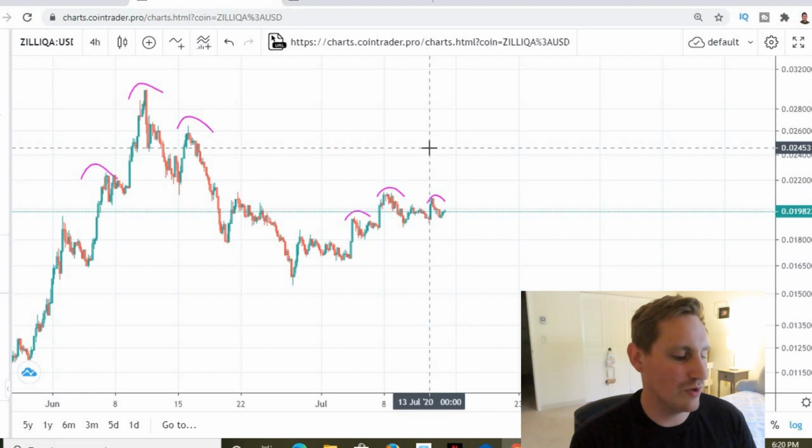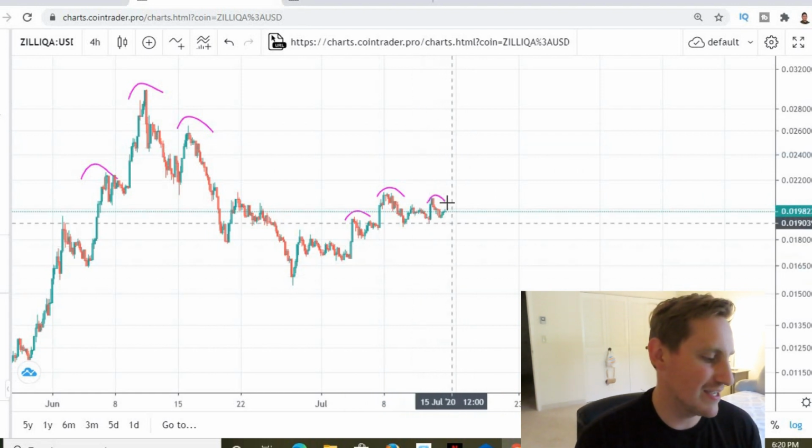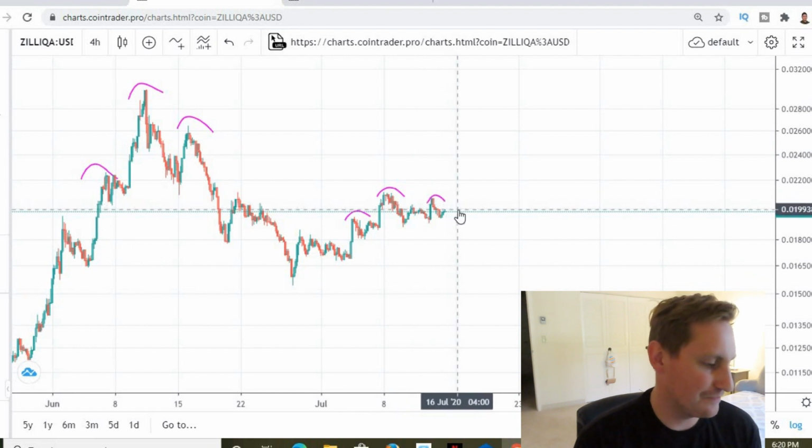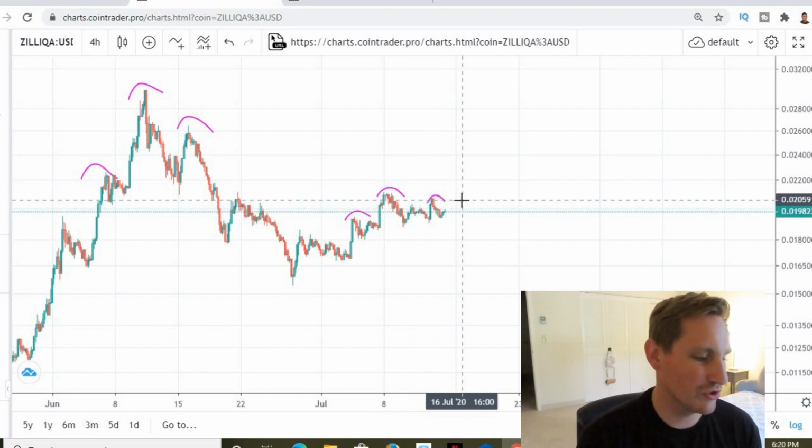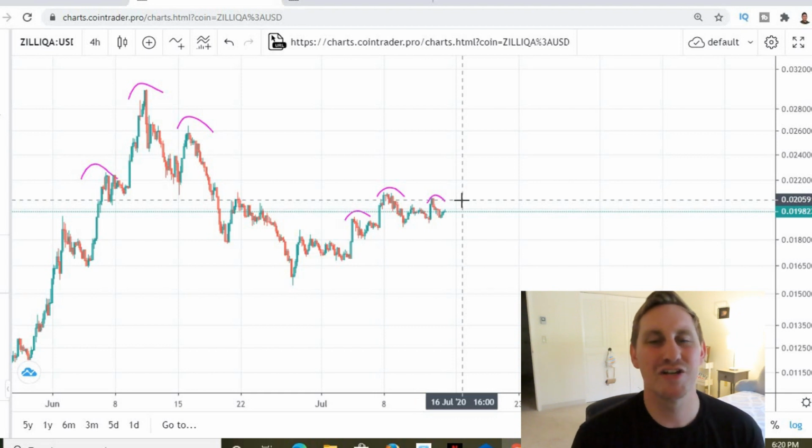So we have to take a look at what happens in the next few days to see if this plays out. If Zill does end up breaking back above this right shoulder, that does invalidate this pattern, so keep that in mind.